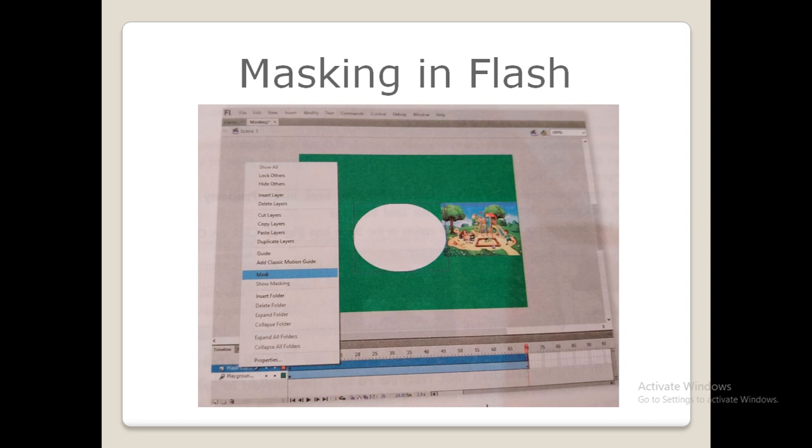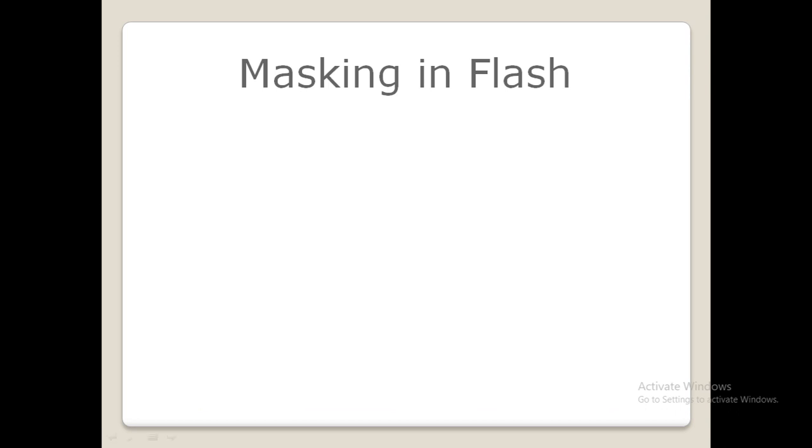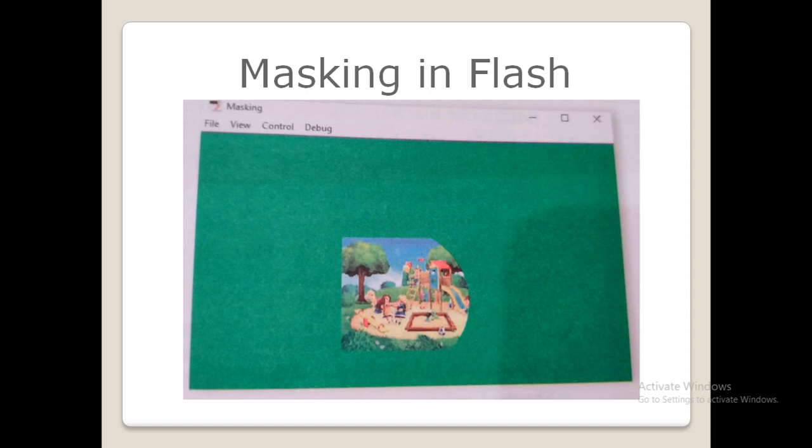Now what you have to do, simply click on the control menu, go to the test movie option. In the Flash Professional option, you can preview the animation. So notice the playground image moves across the stage and passes through the oval. So this is how you can mask layers in Flash. You can simply show or hide any content on the layer behind it.